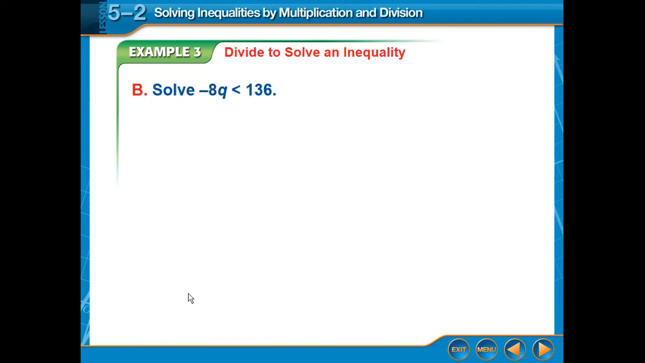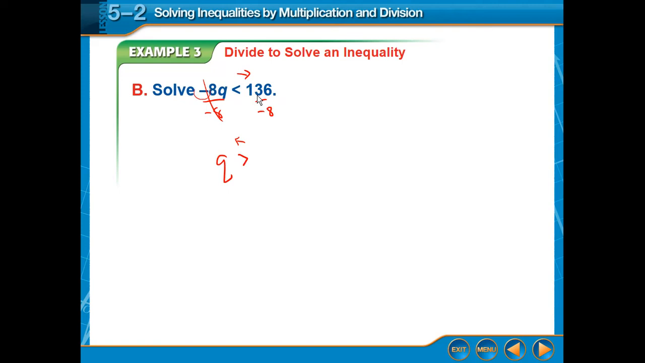But in this case, if I want to get q by itself, I'm going to divide both sides by negative 8. But because I'm dividing by a negative, I have to flip the direction. So here it's opening this way. Now I'm going to have it open that way. Those 8's cancel and I get q.